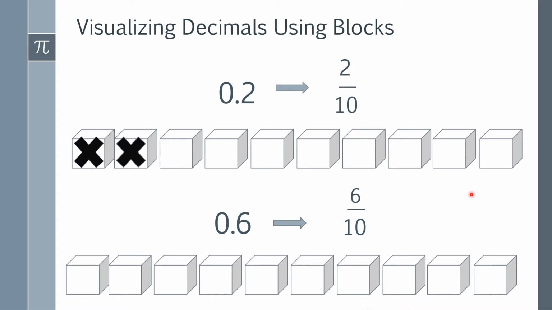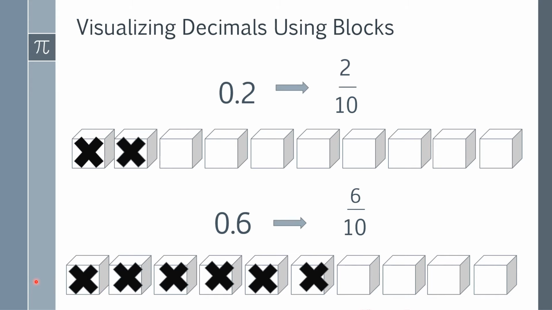And then after that, let us cross out 6 blocks. 6 blocks kasi 6 ang ating numerator. So let us cross this out. So 1, 2, 3, 4, 5, 6. So that's the way how we show 6 over 10 or 6 tenths.